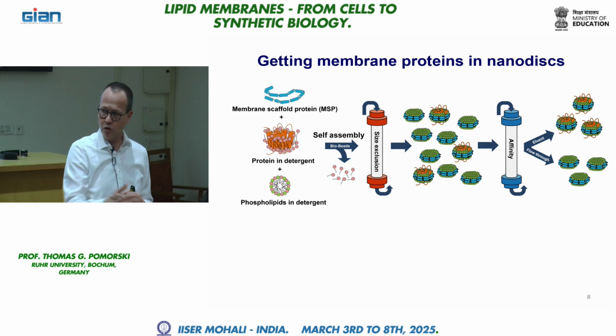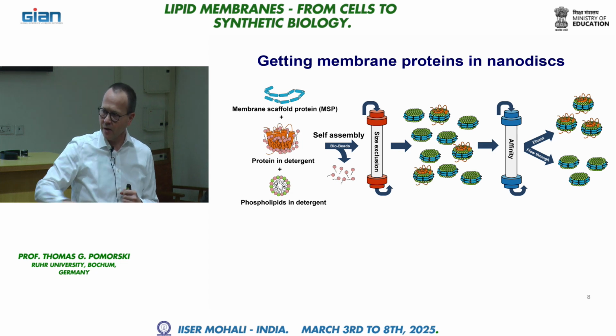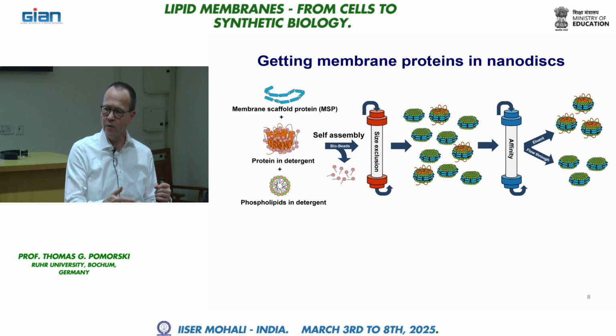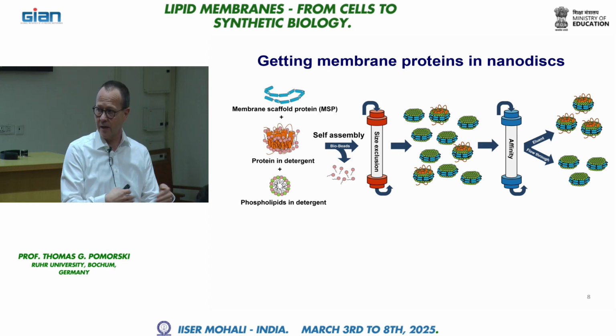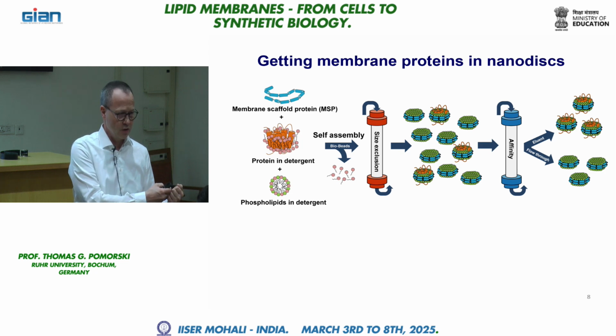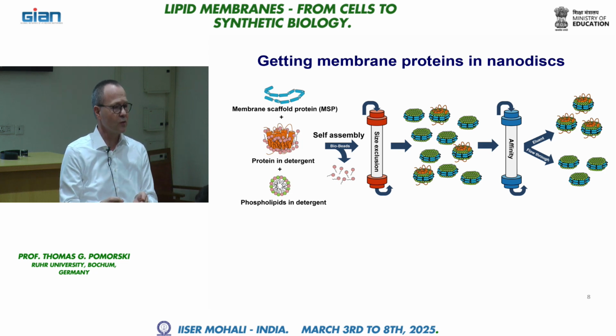But this interaction is now, I'm sitting here, and you can wash away everything that does not contain a protein. But how do we then get our protein-containing nanodiscs out of this column? The trick is to weaken this interaction again. One way would be to change the pH. Another way would be to use salt, to add more salt.